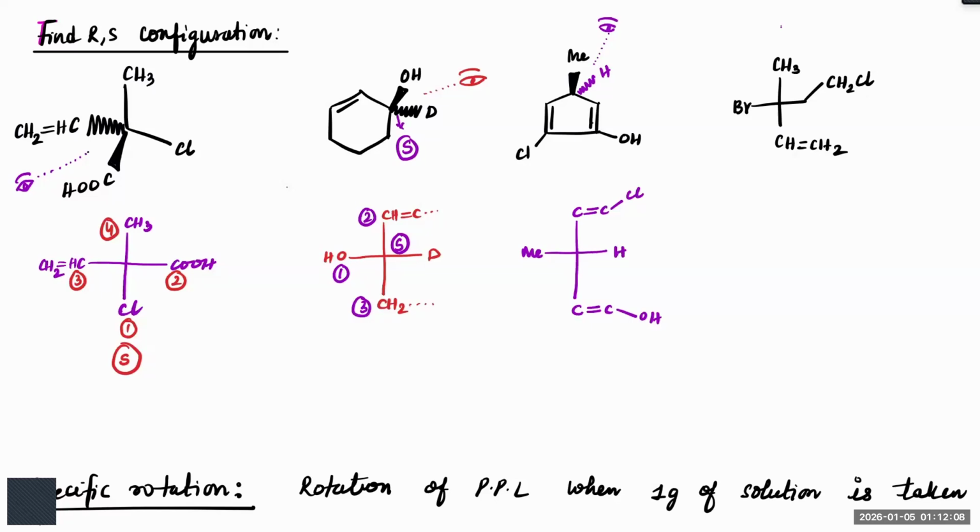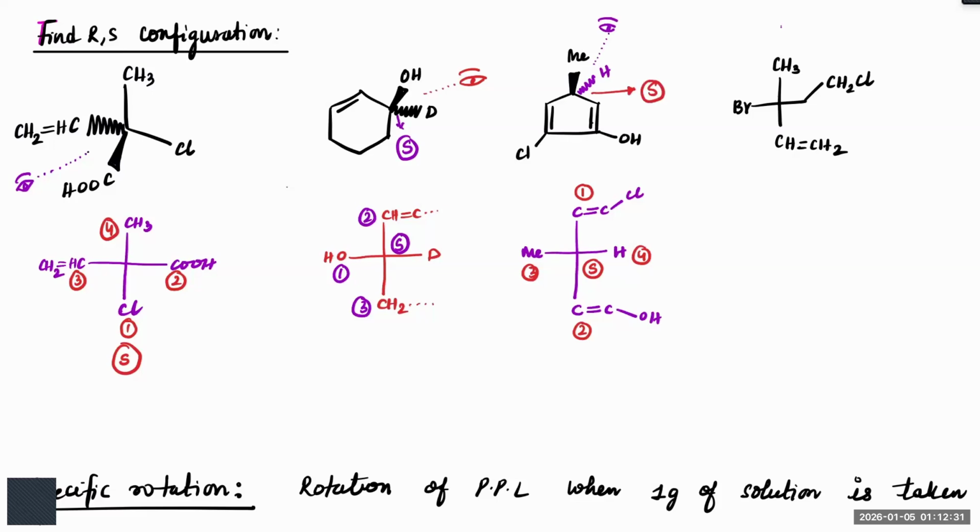So now if you put the ranking, so this would be 1, 2, 3, and 4. So now you notice 1, 2, 3 moving clockwise direction. Clockwise will make it as S configuration. Thus, this chiral center will be S configured.